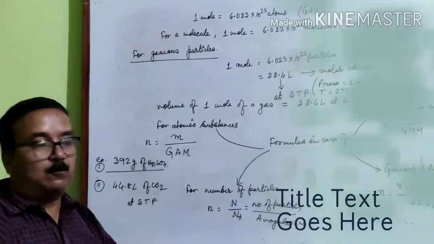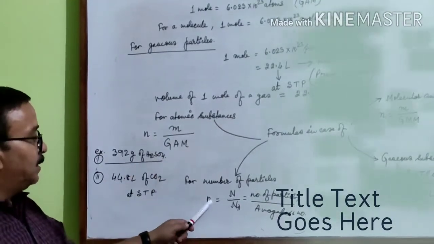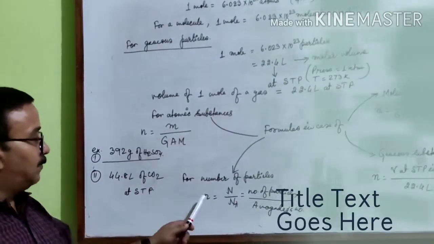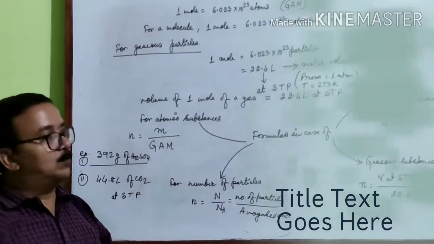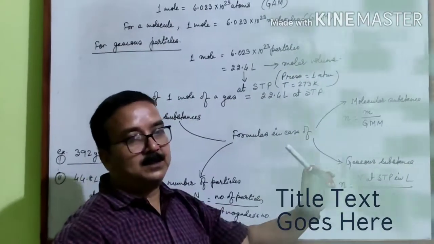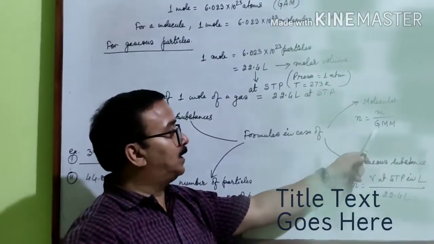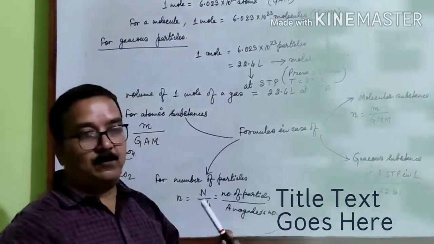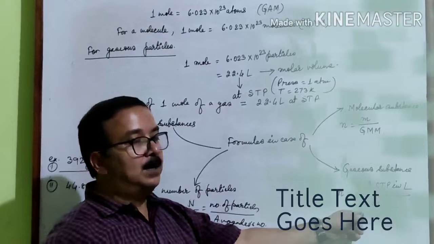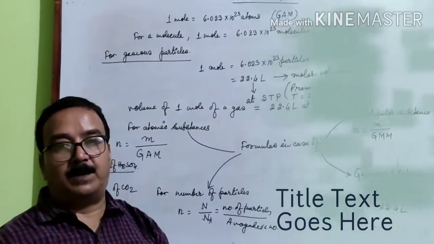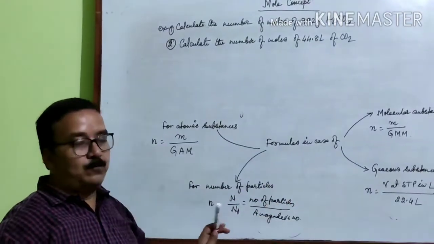So basically there are 4 formulas. This one is applicable for atomic substances. For particles the formula is n equal to N by Na, number of particles divided by Avogadro's number. For molecular substances the formula is number of moles equal to given mass of the sample divided by gram molecular mass, and for gaseous substances the formula is number of moles equal to volume at STP in liters divided by 22.4 liters. So remember these 4 formulas.